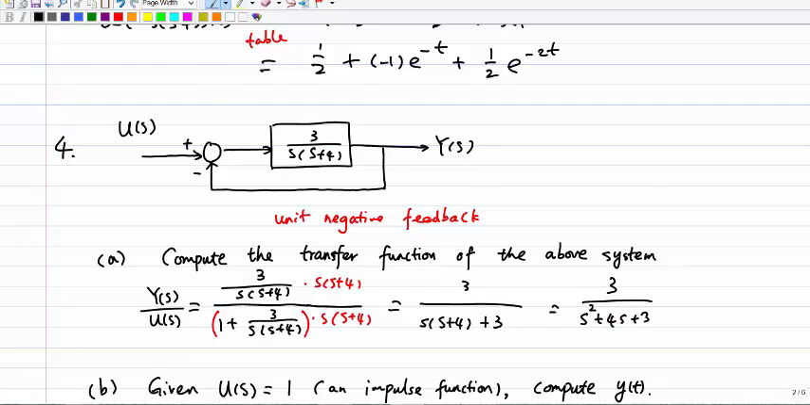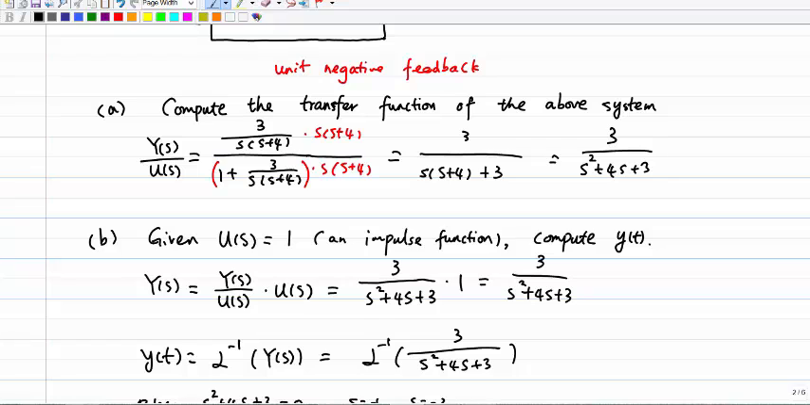The next part is to compute the solution y(t) given a certain input. Here I'm given U(s) equals 1, which is the impulse function. Notice that this is different from u(t) equals 1. If u(t) is 1, then U(s) is just 1 over s, which is a step function. Here I give U(s) as 1, which means it's an impulse function. So make sure you know the difference. Okay, so compute y(t).